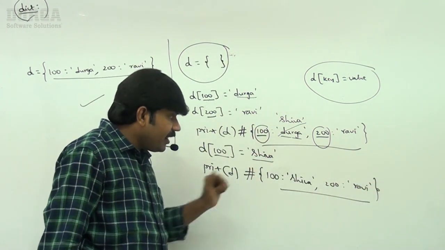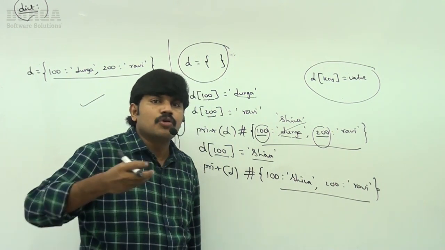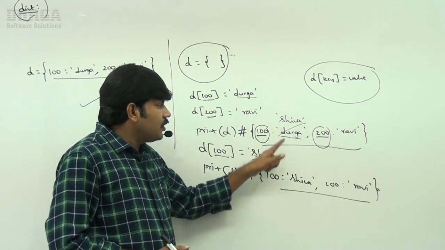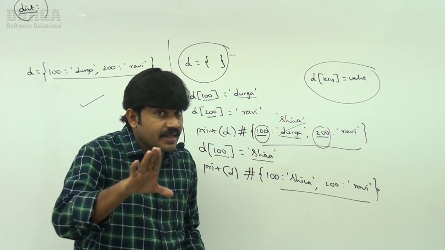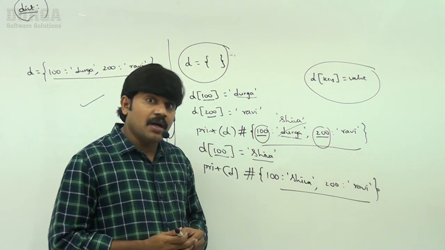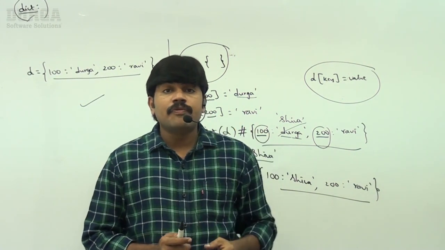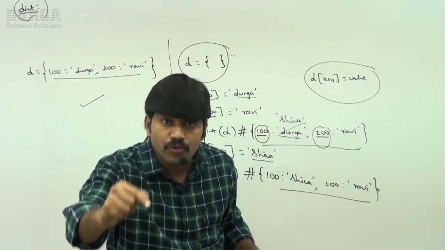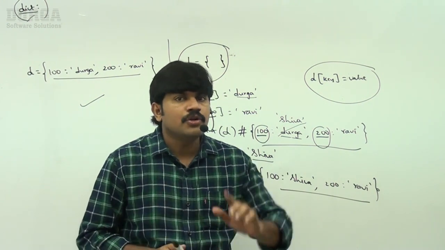So it's very clear: duplicate keys are not allowed. If you are trying to add a duplicate key, the old value will be replaced with the new value. We won't get any error. Remember, an interviewer may ask, in the dictionary, are duplicate keys allowed or not allowed? Not allowed. If I'm trying to insert a duplicate key, am I going to get an error or not? No. The old value will be replaced with the new value.